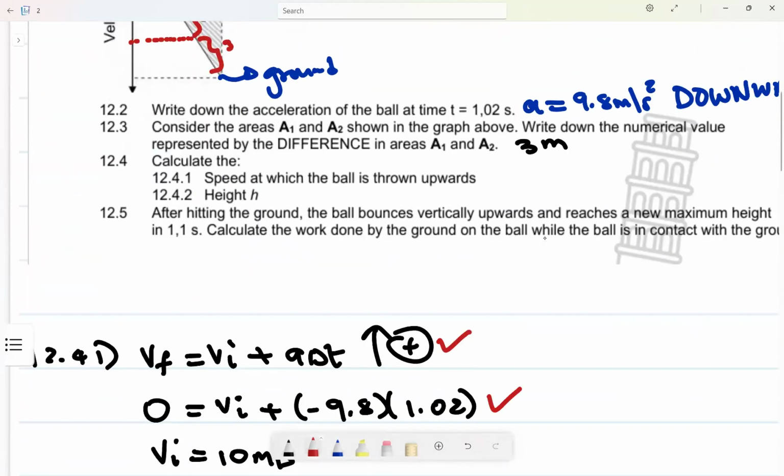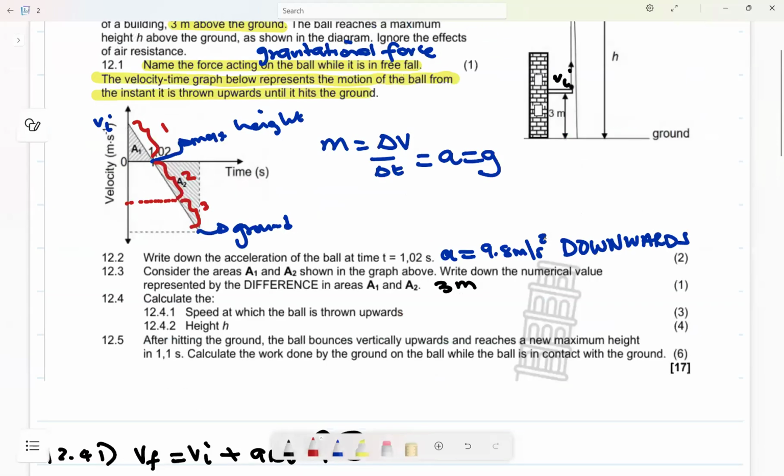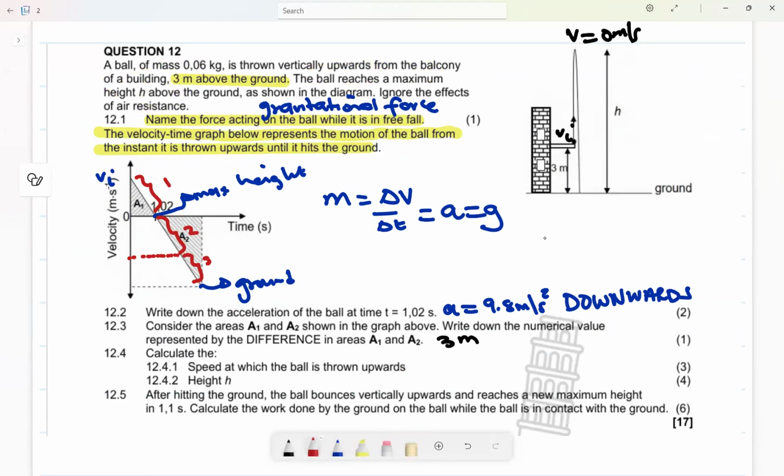Therefore, calculate height h. Height h, it is what? How can I calculate height h? Can you see height h? It is the height from above the balcony to the maximum height. Okay, this is the maximum height. From 0 to the maximum height, plus h is going to be the height the ball reached to the maximum height, plus 3, because it is from here to there plus the 3. Okay, yes. I hope you are understanding that.